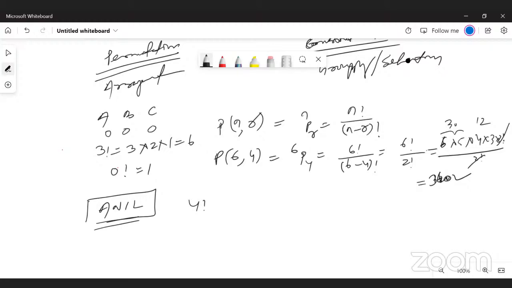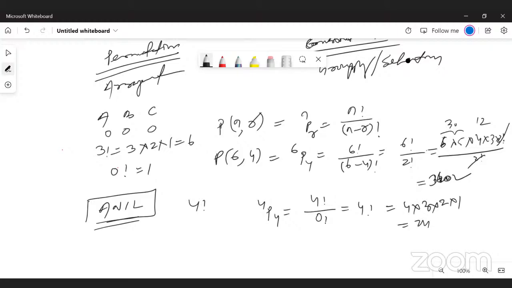Because we take all the elements, n and r are equal. If n and r are the same, it will be 4P4. 4P4 means 4 factorial divided by 0 factorial, or simply 4 factorial. So 4 factorial is 4 into 3 into 2 into 1.